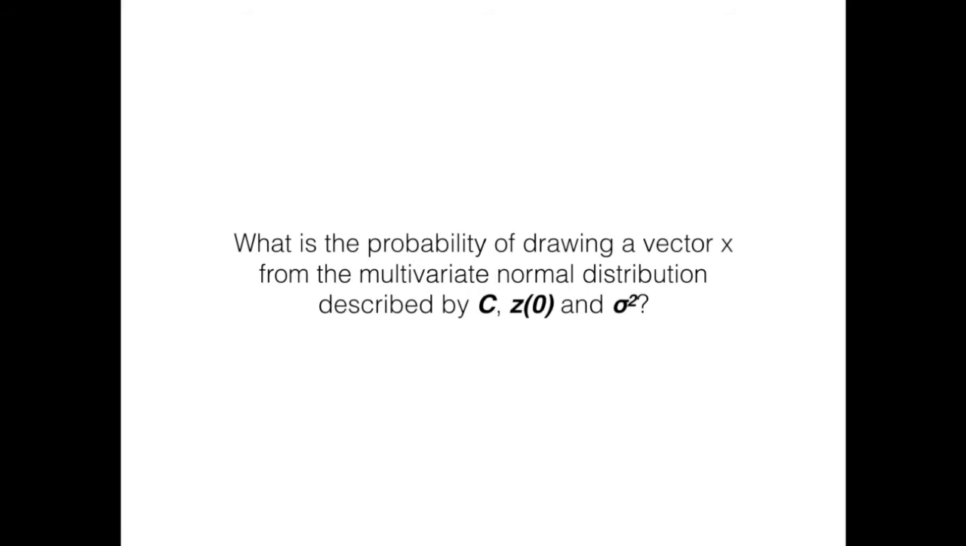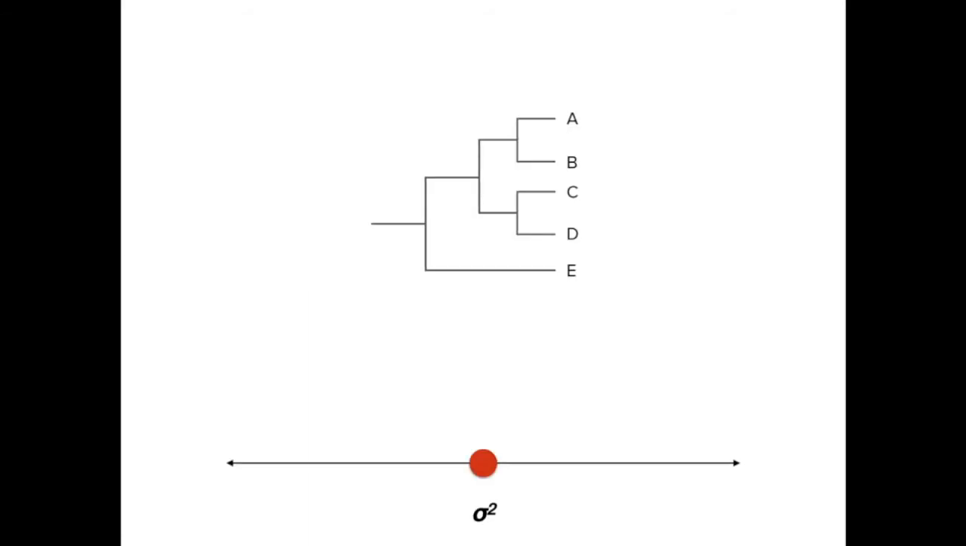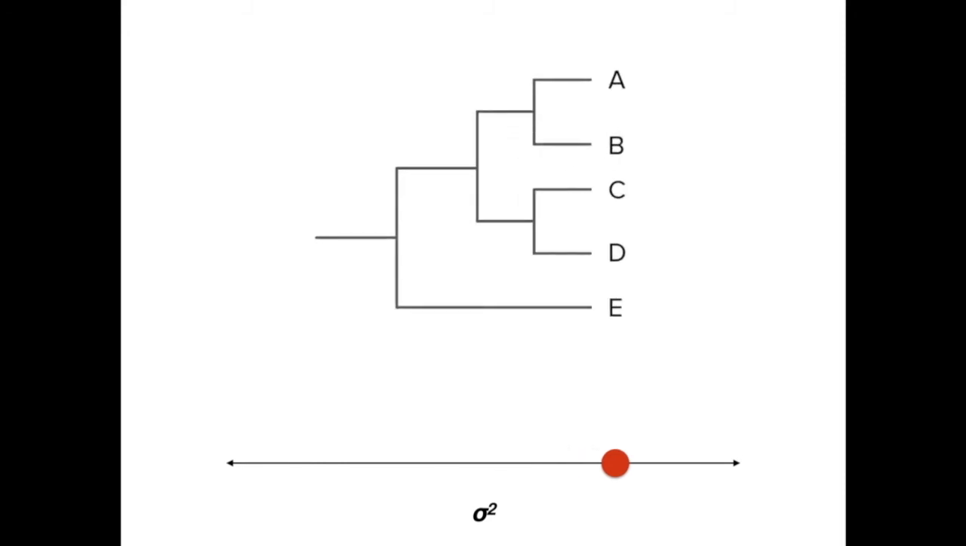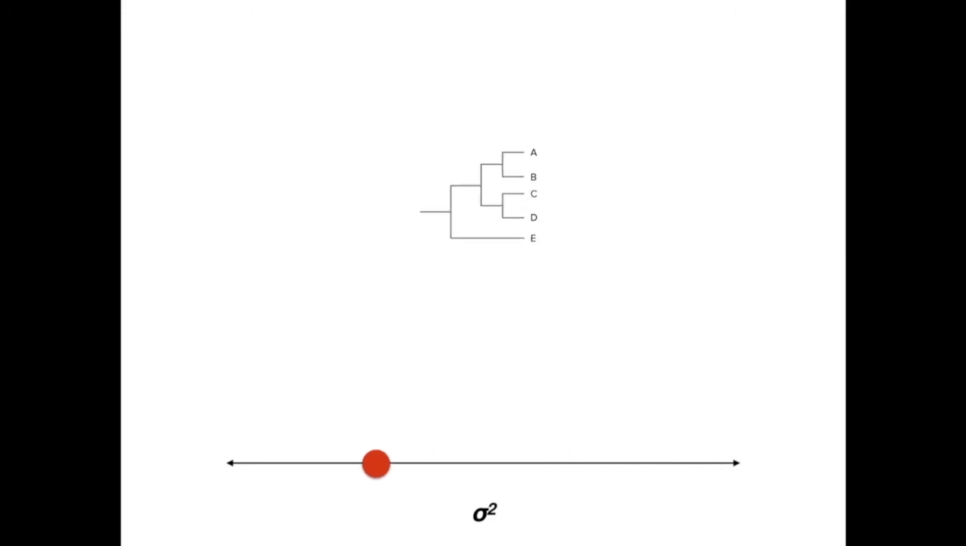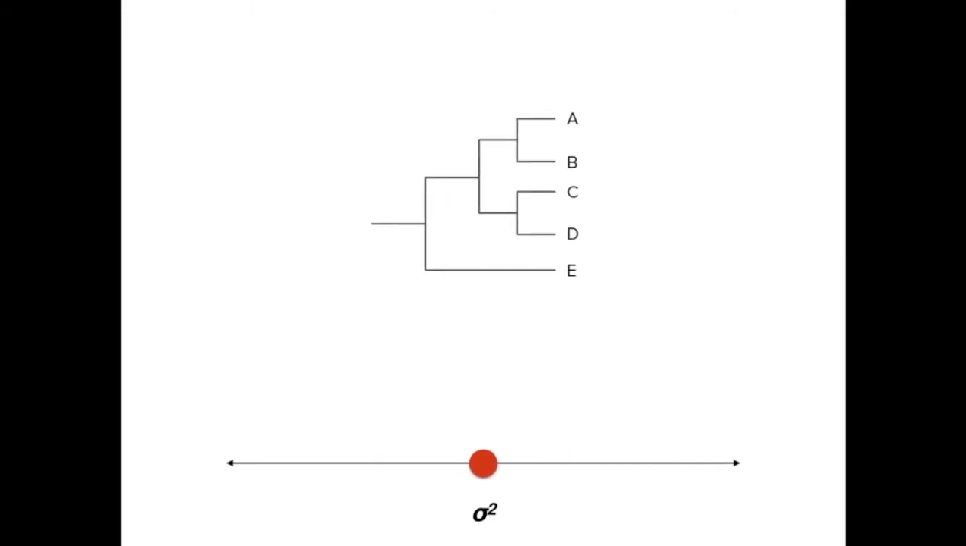So what's the relationship between our matrix C and our parameter sigma squared? Well, basically, sigma squared is a multiplier that stretches or shrinks the branches in our phylogenetic tree, and that stretching and shrinking then gets translated down into our variance-covariance matrix. We can visualize that here. We have a number bar for sigma squared at the bottom and our phylogeny there at the top. If we increase or decrease sigma squared, it effectively makes all the branches in our phylogenetic tree bigger or smaller.